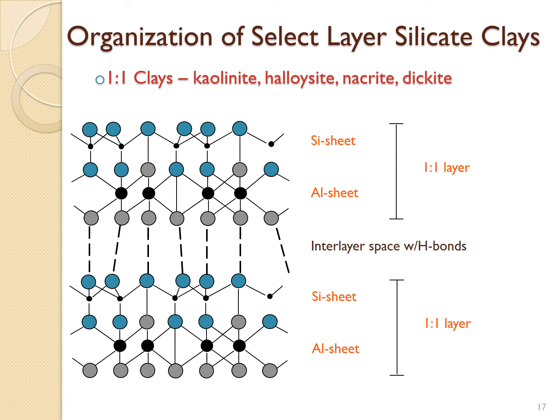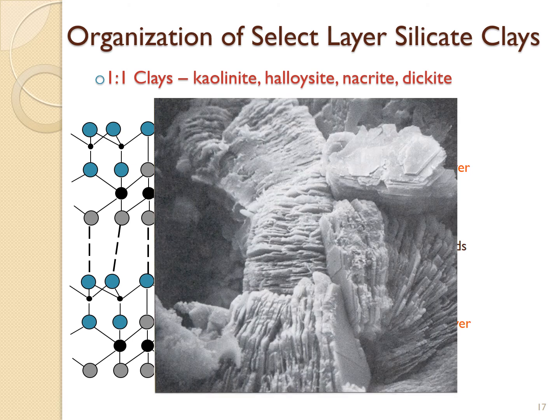So some really good examples. The most common example of one-to-one clays is kaolinite. I definitely asked about that on the exam. Halloysite is another example. And here's what they look like under a scanning electron microscope. They create these really cool stacks because of those hydrogen bonds. They really hold them together in these neat little stacks, like booklets almost. So you can see here all the sheets held together.